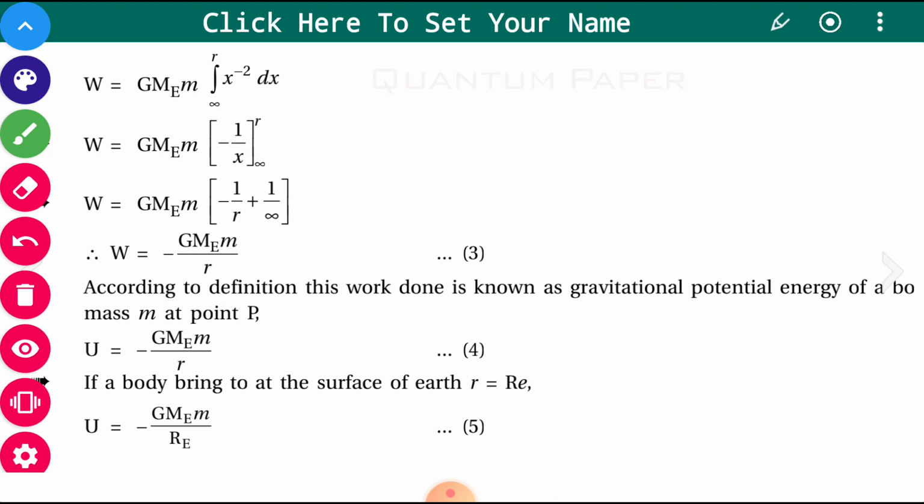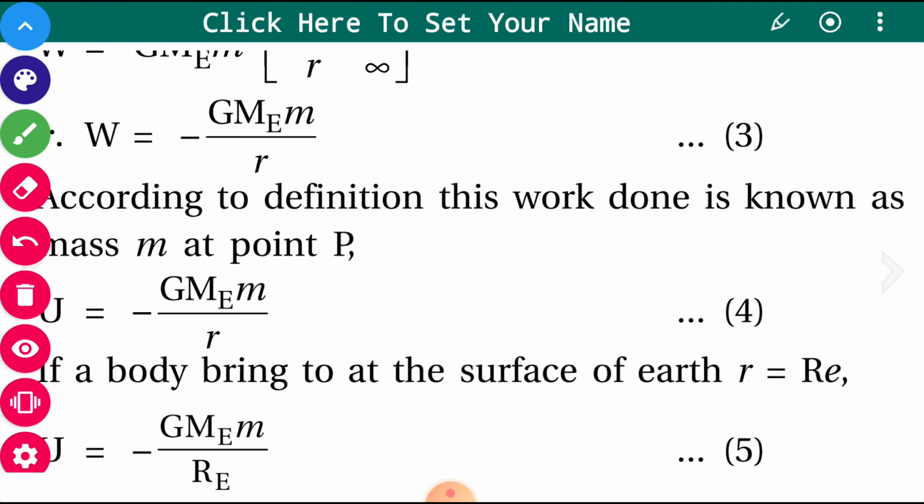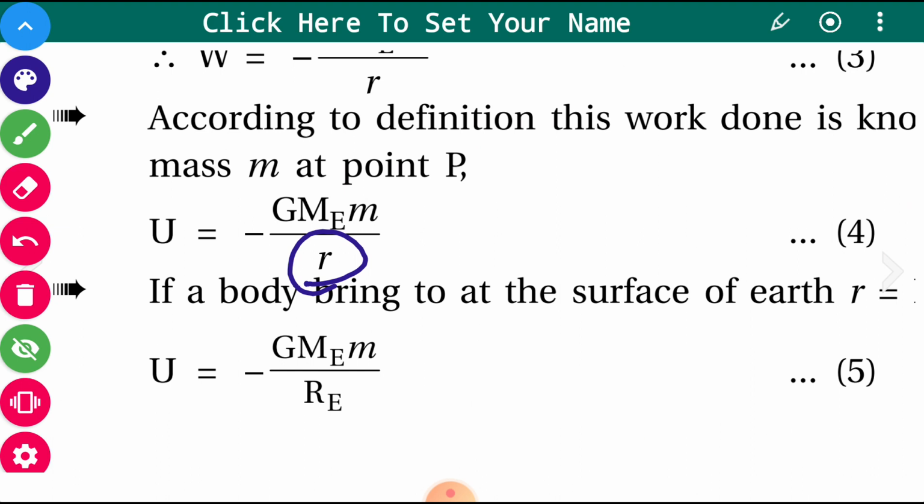Okay. And if the object is on the surface of the earth, so you are placing it finally on the surface of the earth and you are bringing it from infinity, then the final distance from the center of the earth will be equal to the radius of the earth. So instead of this small r which we have written here, we have to write capital RE when the object is on the surface of the earth. So it becomes minus G Me m upon RE. Okay.